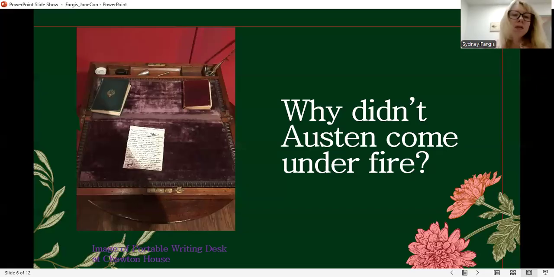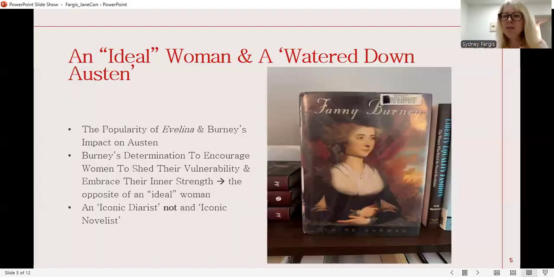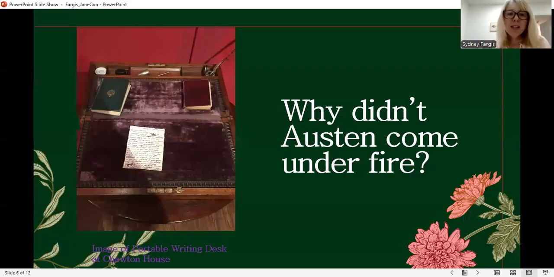Before we move forward, I wanted to briefly highlight my lovely book photo. This is a biography on Fanny Burney, and it was written by Claire Harmon. Many of you, or some of you, are probably familiar with Claire Harmon because she also has a biography on Jane Austen. She's also written on Charles Dickens, to name a few. This photo is an image of a portable writing desk that Jane Austen would have used, and I took this photo at Chawton House.